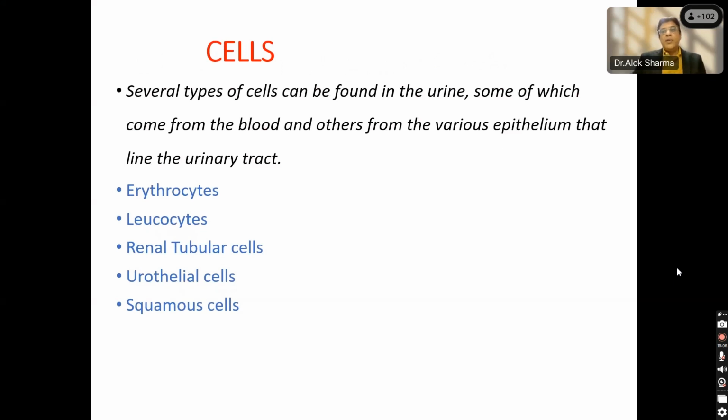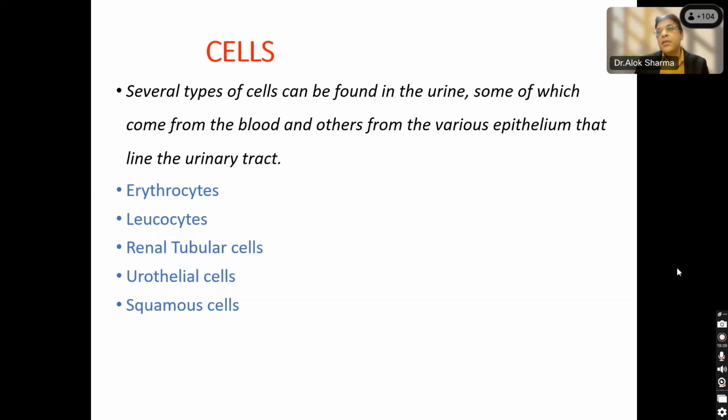Now, coming to cells, so it's obvious you can have a large number of cells, the various types of cells in the urine, and some of these cells come from the blood. They can even come from the various epithelial linings of the urinary tract. Wherever the urine passes through, these cellular elements can get shed and appear in the urine sediment examination. So you have the WBCs, the RBCs, the renal tubular cells, the urothelial cells, the squamous cells.